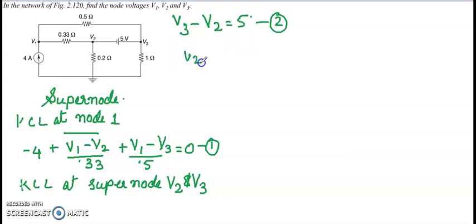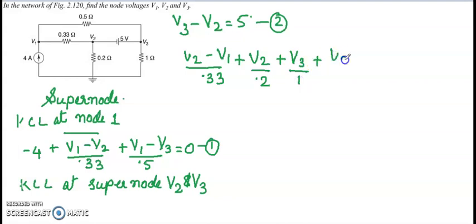That is V2 minus V1 by 0.33 plus V2 by 0.2 plus V3 by 1 plus V3 minus V1 by 0.5 is equal to 0. So this is equation number 3. So we got 3 equations. So we can rearrange equation number 1, 2 and 3.